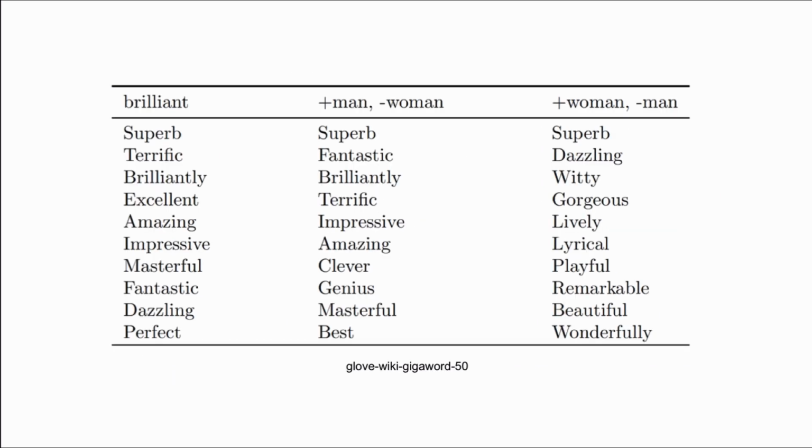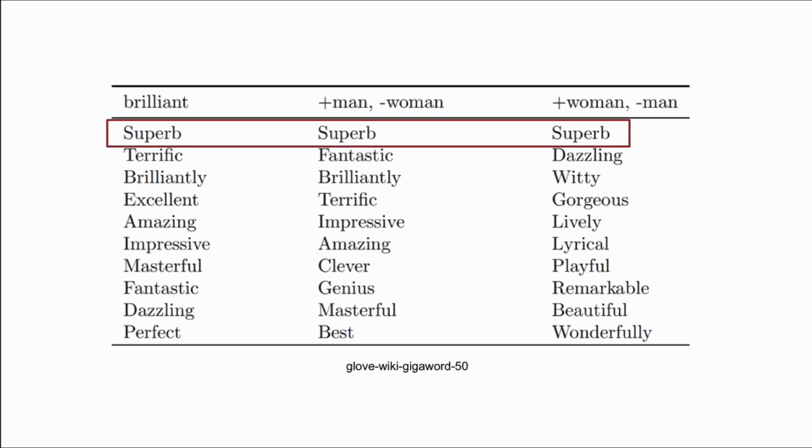Another active area of research concerns how we can examine bias and stereotypes that are latent in the text that the word embeddings were trained on. So here what I did is I took the English-speaking Wikipedia and I took a vector for the word brilliant, and then I added the vector for man and subtracted woman in the middle column, and then I added the vector for woman and subtracted the vector for man in the third column to see whether or not brilliant gets used differently with men and women.